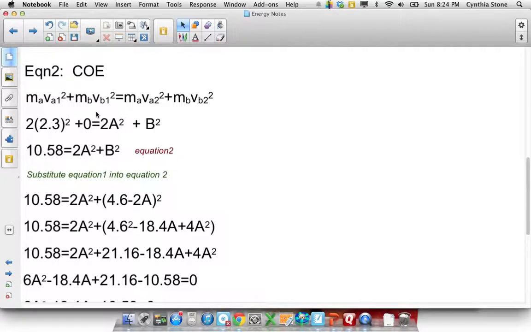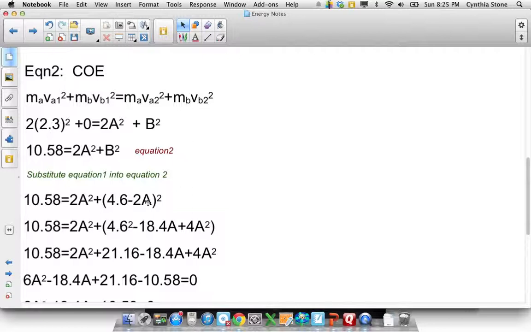Anyway, just substituting in. So now I have 2 times A squared, plus 1 times B squared. So great. Now I have a second equation. So what I'm going to do is substitute equation 1 into equation 2. So instead of writing B, here comes the algebraic fun. Instead of writing B, I'm going to write this, 4.6 minus 2A, because I figured out using momentum that was the relationship, right?